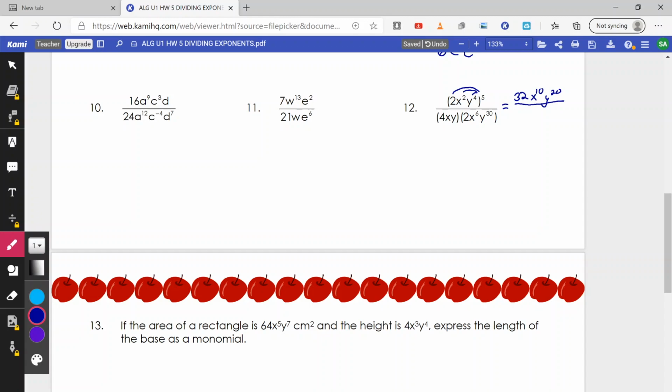And on the bottom, I am multiplying straight across. I multiply my like terms. And when I multiply separate bases, I'm going to add the exponents. So here we can do 4 times 2. 4 times 2 gives me 8. I can do x times x to the 6th. So 1 plus 6 gives me x to the 7. And then y times y to the 30th. 1 plus 30 gives me y to the 31st.